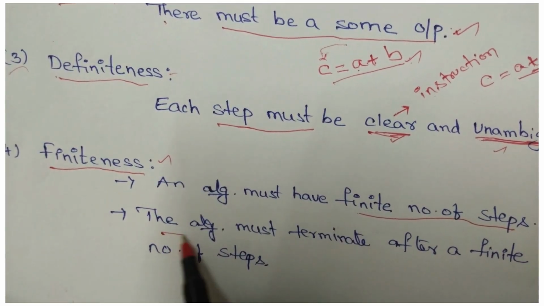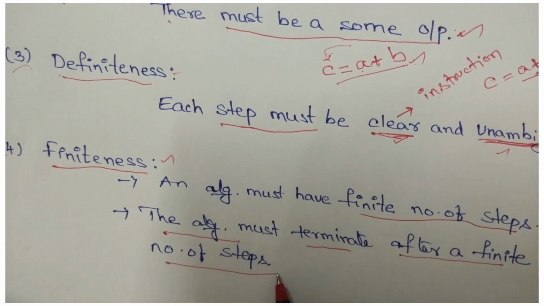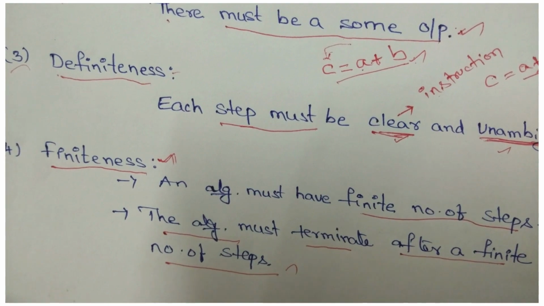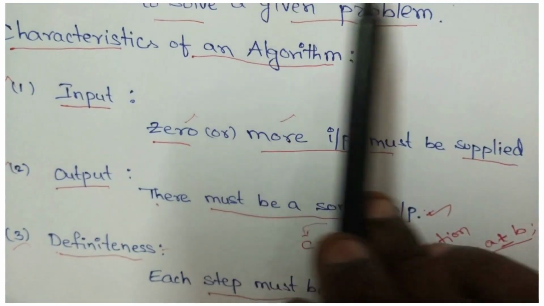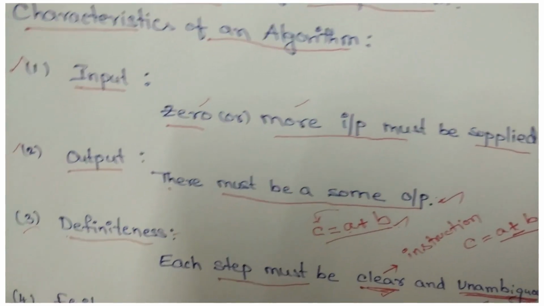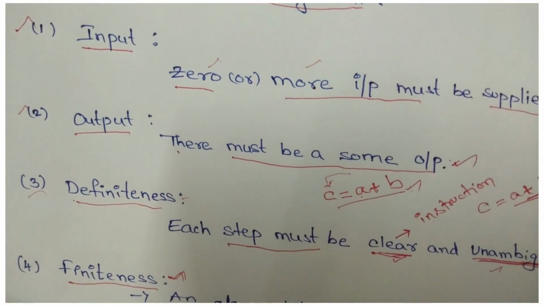Means the algorithm must terminate after a finite number of steps. Right? That is called finiteness. Do you understand? Simply we can say the algorithm is nothing but a step-by-step process or procedure for the given problem. Right? These are all the characteristics while you are writing any algorithm.